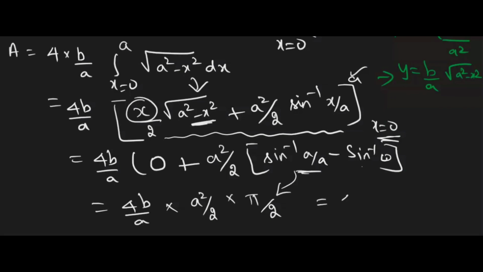So this, if I simplify, this 4 and these two will get cancelled. Okay. And then a and this will get cancelled. So your answer is pi a b is the area of the given ellipse. Since it is the area, we will write square units.